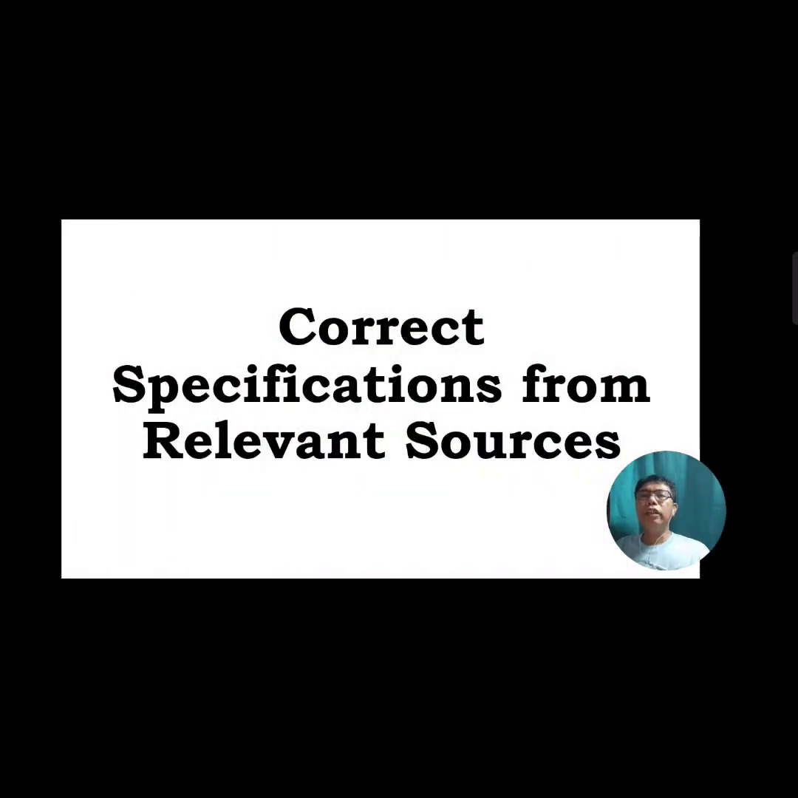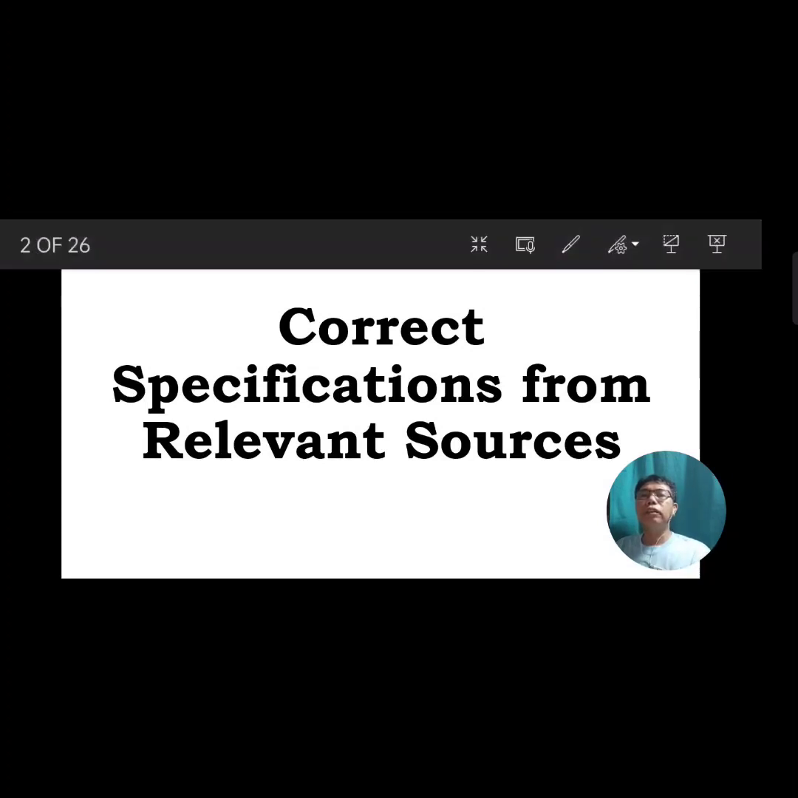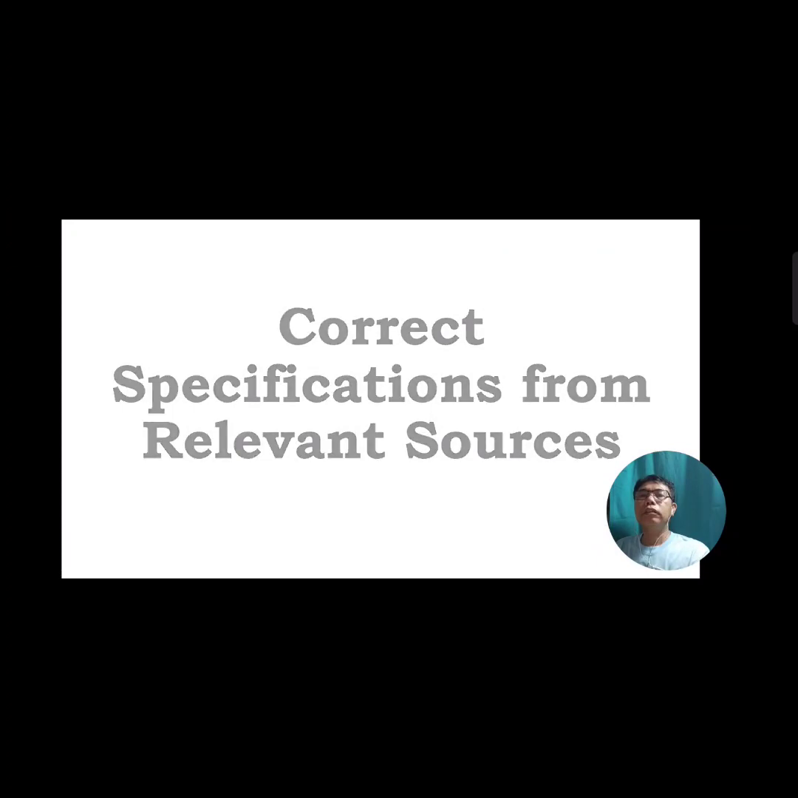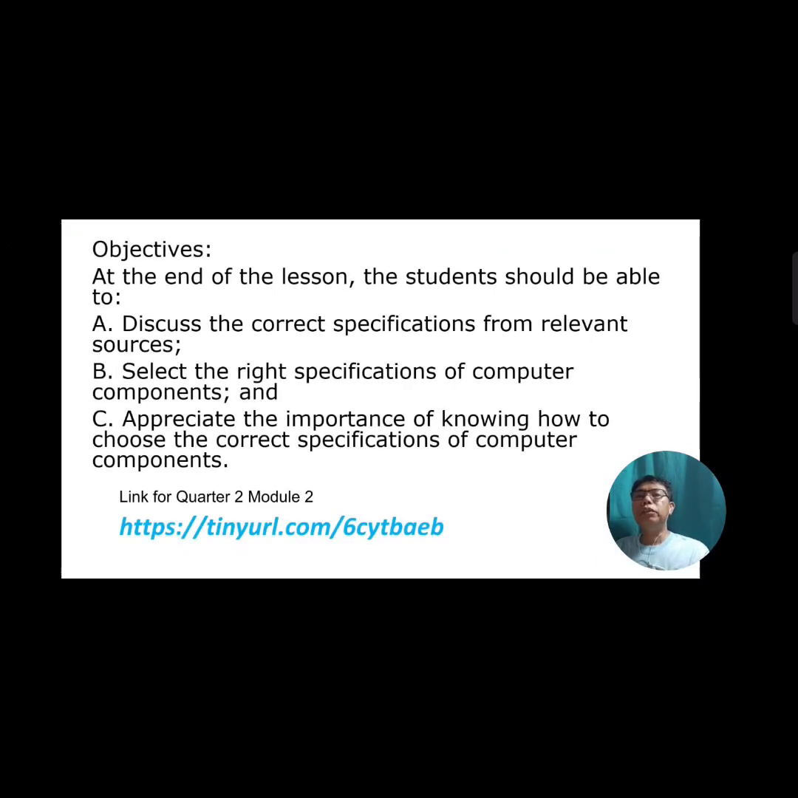Our lesson for today is all about correct specifications from relevant sources. Our objectives are the following. At the end of the lesson, the students should be able to: A. Discuss the correct specifications from relevant sources. B. Select the right specifications of computer components. And C. Appreciate the importance of knowing how to choose the correct specification of computer components.